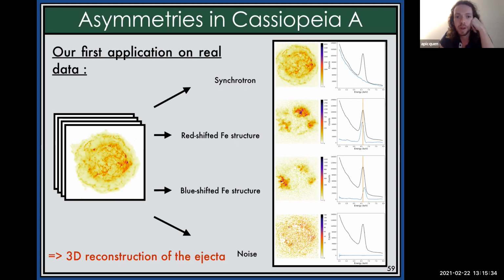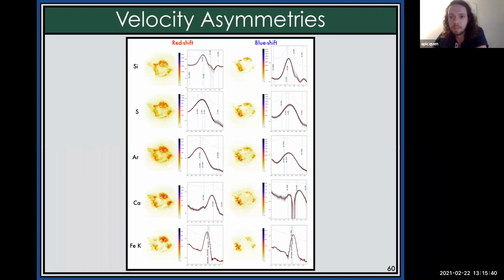So we were able to retrieve different red and blue shifted structures, and we did the same around other main line emissions in Cassiopeia A. And we can see that for each one, from the silicon to the iron, we were able to retrieve the same kind of red and blue shifted structure.